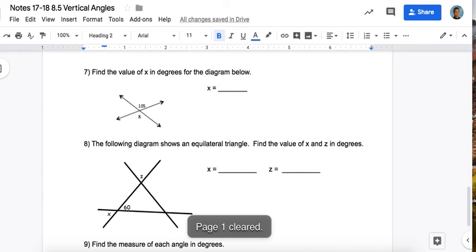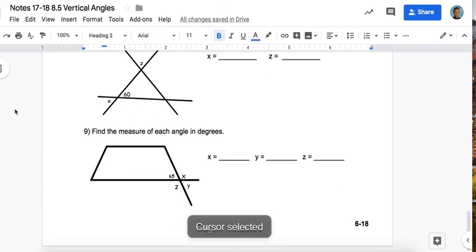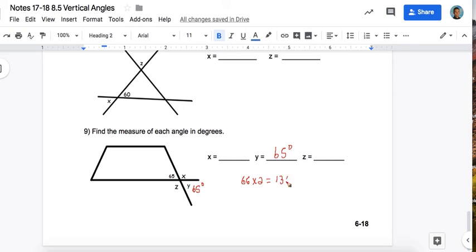Okay, let's look at our last and final example. Find the measure of each angle in degrees. So if we know that this is 65, then we know that this is 65 because they are vertical angles. Now remember, we know that vertical angles like this, if I go all the way around, make a full circle. So we can do 65 times 2. So that we know that those two angles together are 130 degrees.